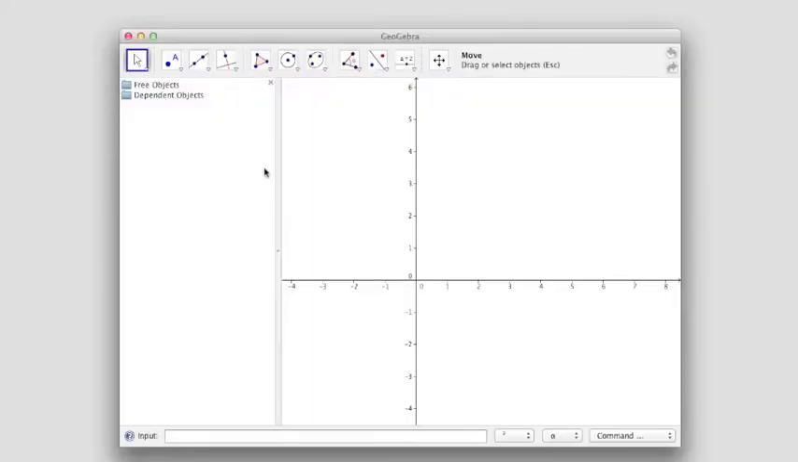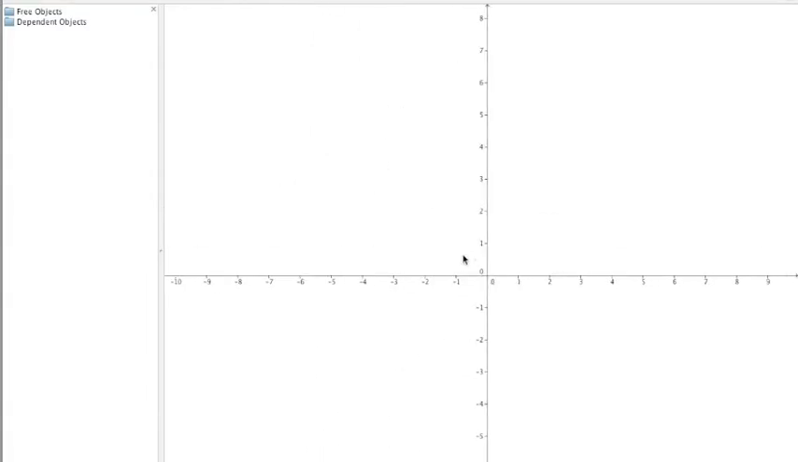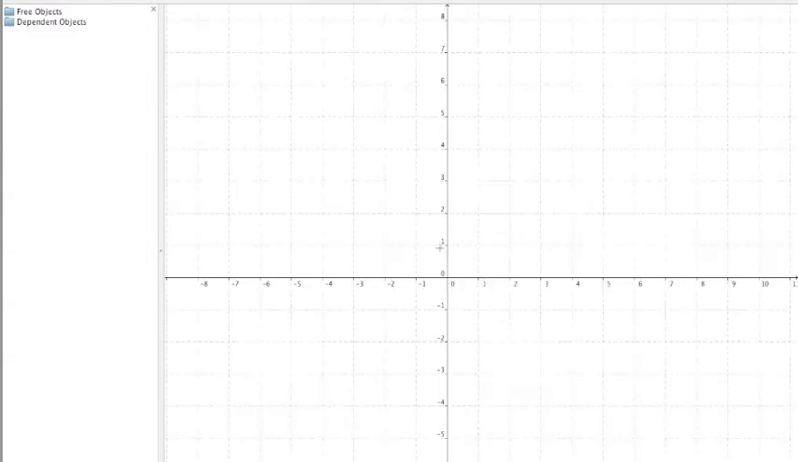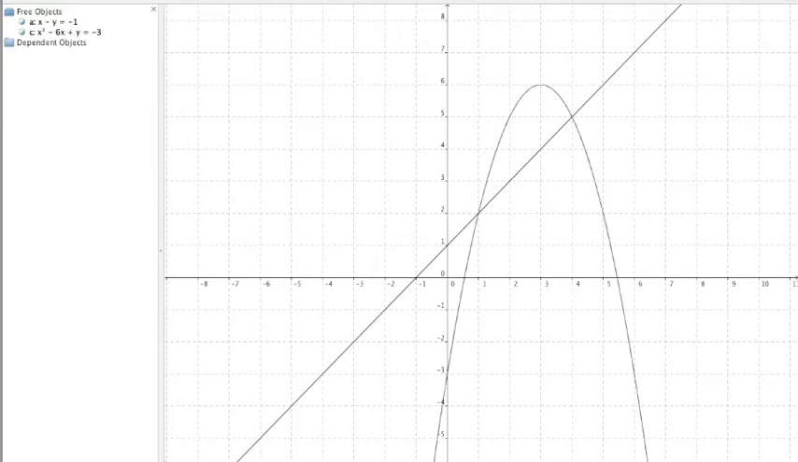Alright, here we go. We're going to launch GeoGebra. Let's make the window full screen, and we're going to center the axes and turn the grid on. Now let's enter in our two equations. Here's the first equation. You'll see we get a straight line, and next we're going to enter the parabola. We get a parabola with its vertex in quadrant 1, and you can see that the line crosses the parabola in two spots, the first spot being at (1, 2), and the second spot being at (4, 5).